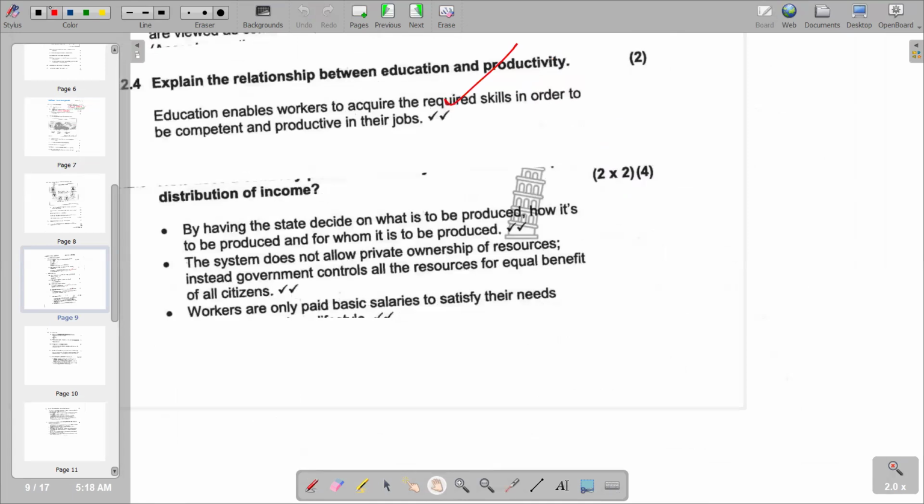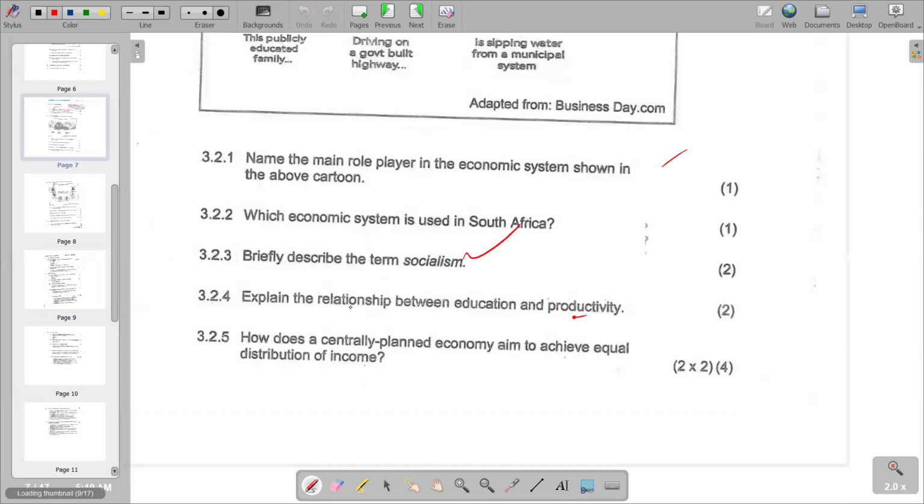The first point reads, by having the state decide on what is to be produced, how it is to be produced, and for whom it is to be produced. So by having the state in a position to answer the basic economic questions of what to produce, how to produce, and for whom to produce, that can be the first point. Then the second point, the system does not allow private ownership of resources. Instead, the government controls all resources for the equal benefit of all citizens. So that's how we can have equal benefits to all citizens in the country. Then the last point, workers are only paid salaries to satisfy their needs. So this is what we have according to the question, how does a centrally planned economy aim to achieve equal distribution of income?